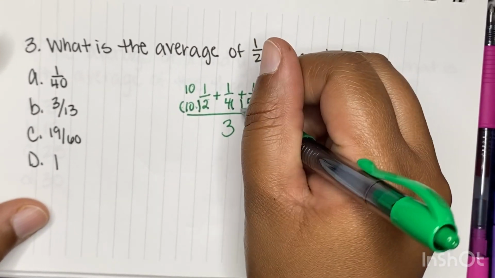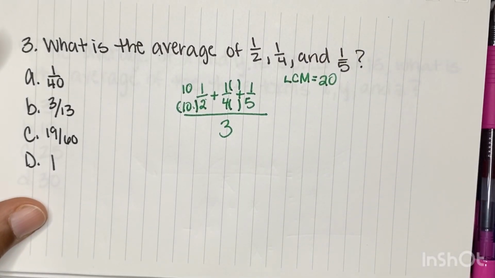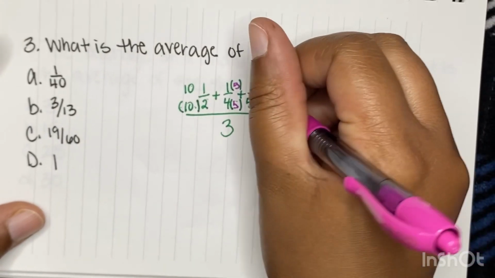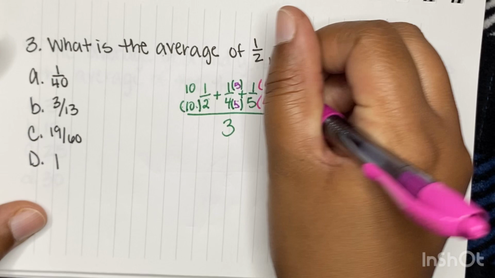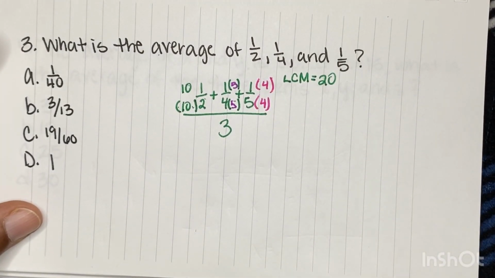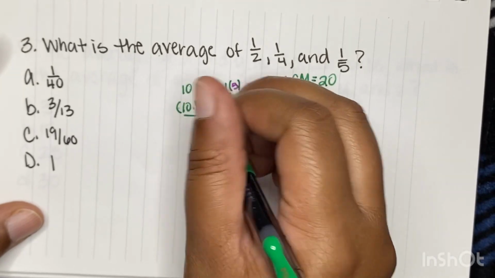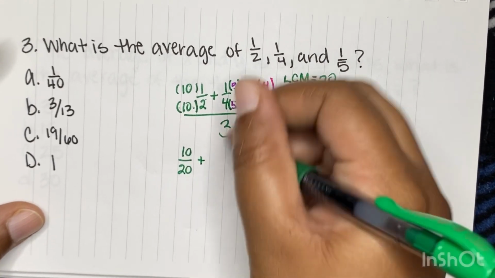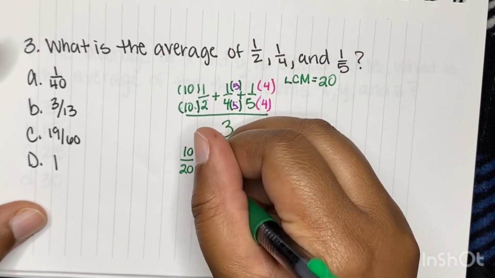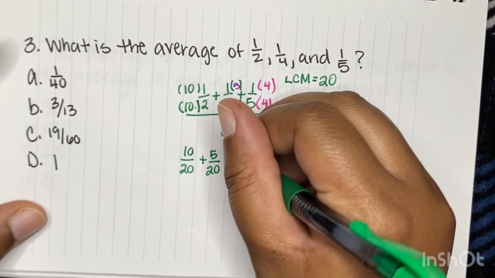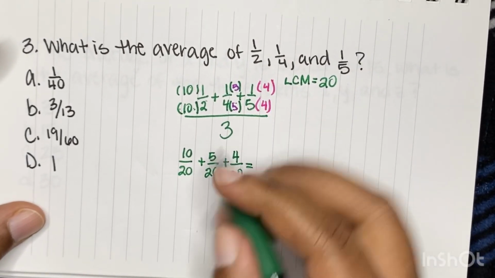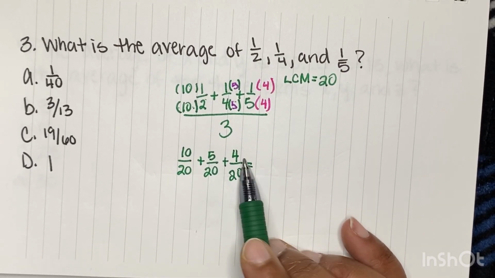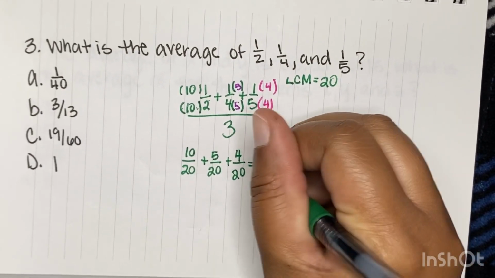Here, 4 times what gives me 20? Well, I put 5 here, 5 here. And then we would say 5 times what? Well, 4 and 4. So let's simplify. So we would get 10 times 1 would be 10 over 20, plus 5 times 1 would be 5 over 20, plus 4 times 1 would be 4 over 20. So then we're going to add straight across. So 10 plus 5 gives us 15, plus 4 gets us 19 over 20.